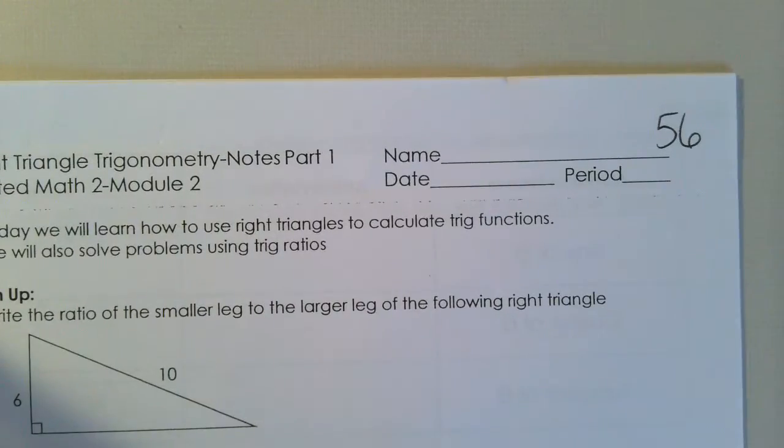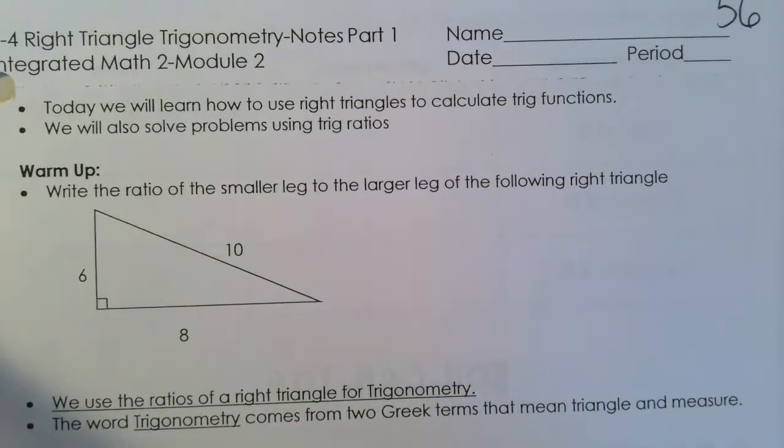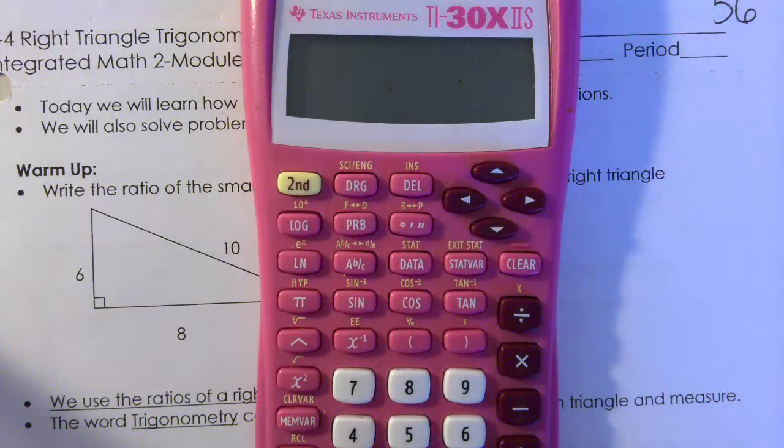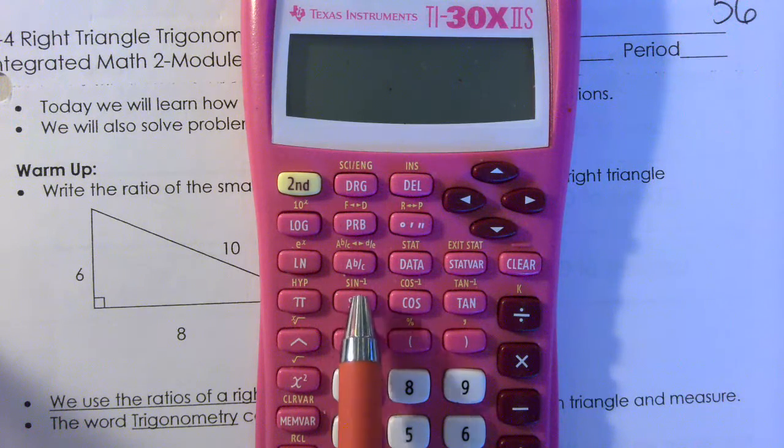All right, we're on page 56 of our packet. We're talking about sine, cosine, and tangent today. A lot of you have probably seen these little keys on your calculators that you've maybe never used, or maybe have used before: sine, cosine, tangent. And right above them is the sine with the little -1.